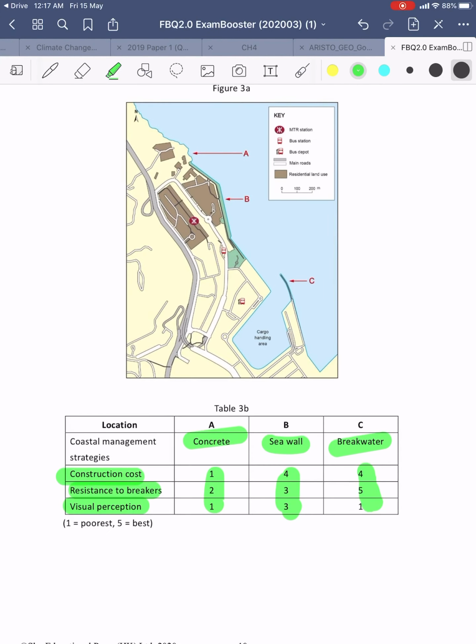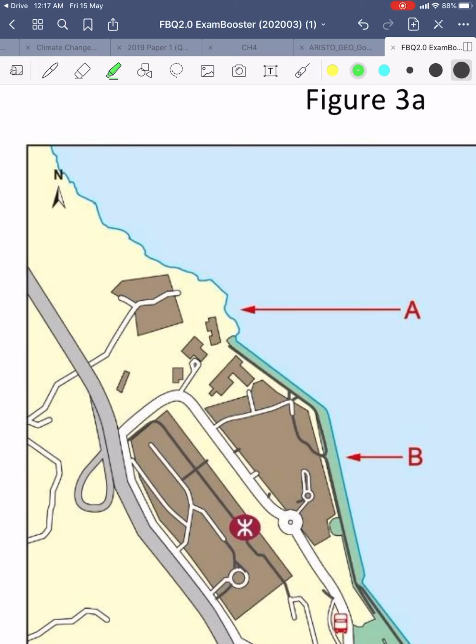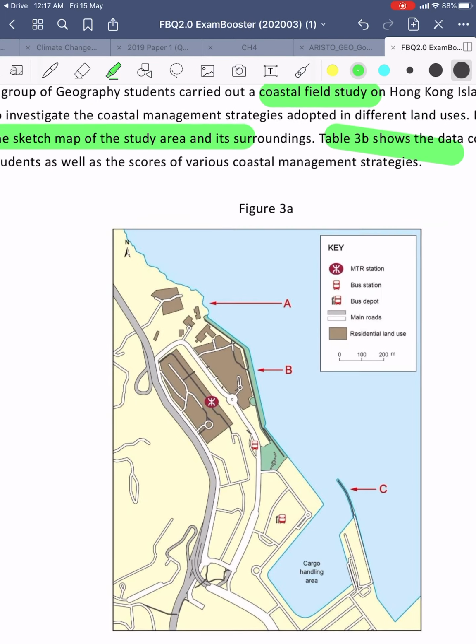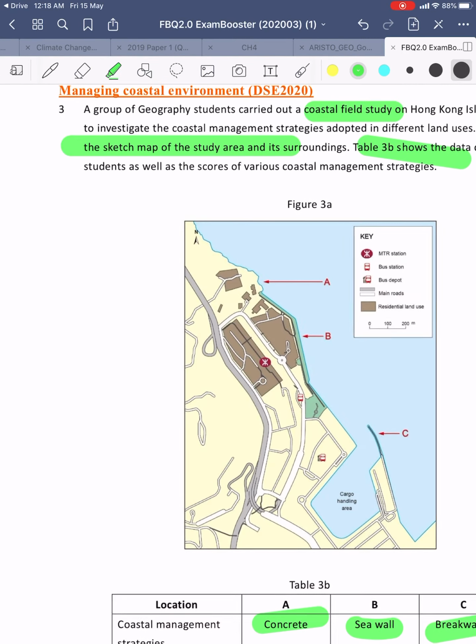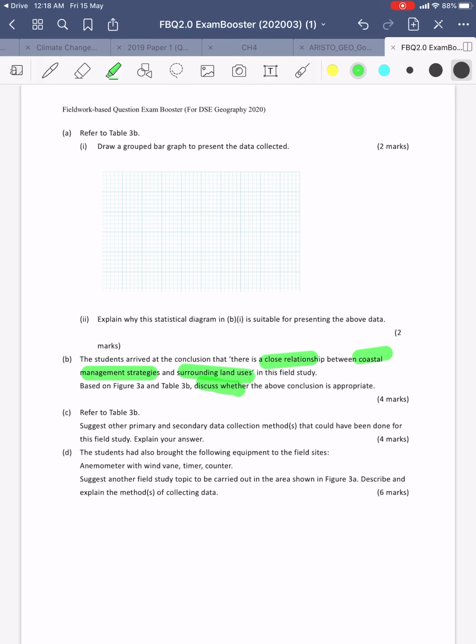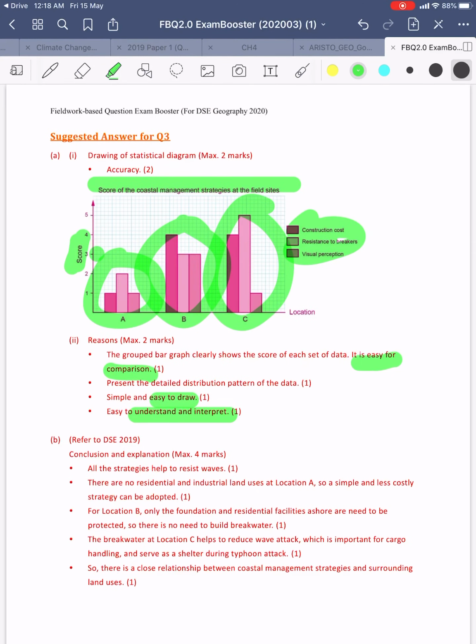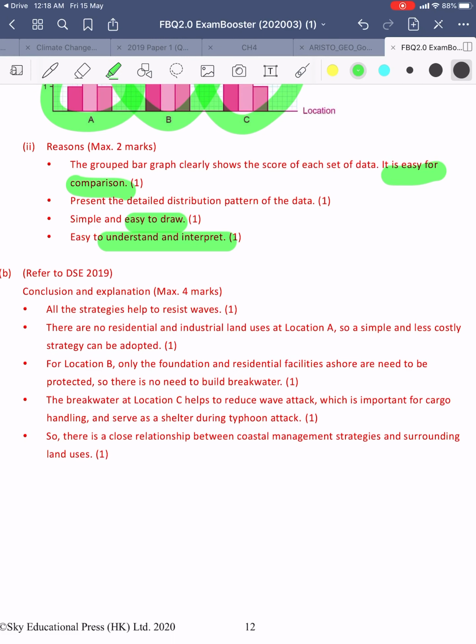But what is not important? No land use at all. Okay, not too much land use right here. Okay, so this one is going to say that how to prove it. All strategies are going to resist the rate, but low residential and industrial land use in A, so less costly strategy are developed. So this one is talking about the low.